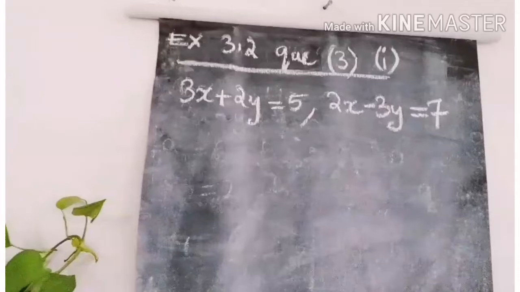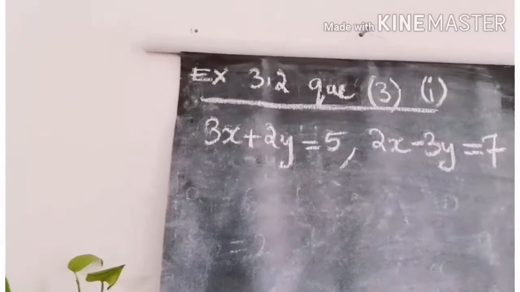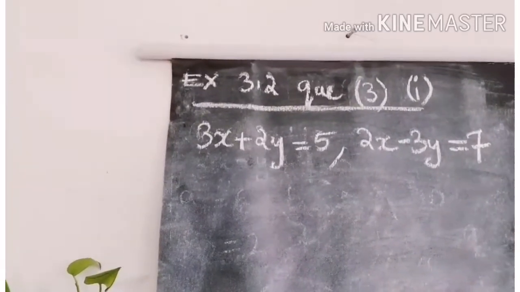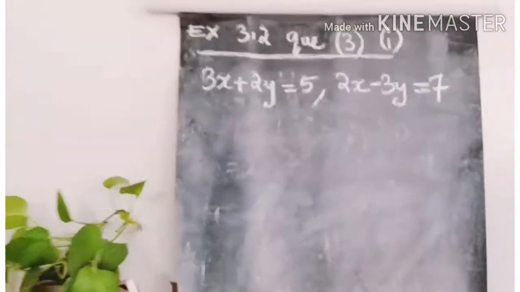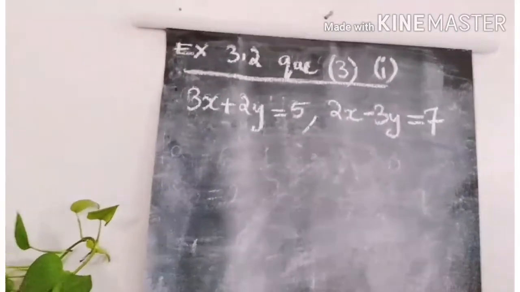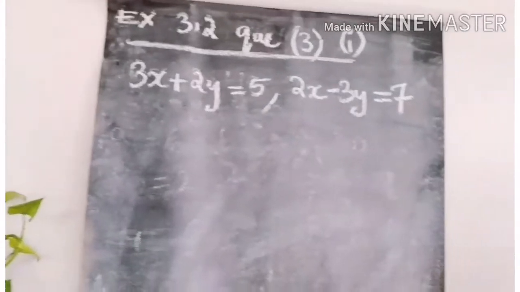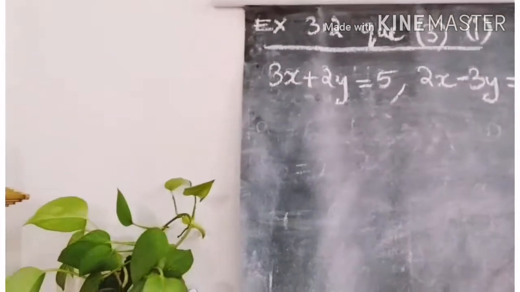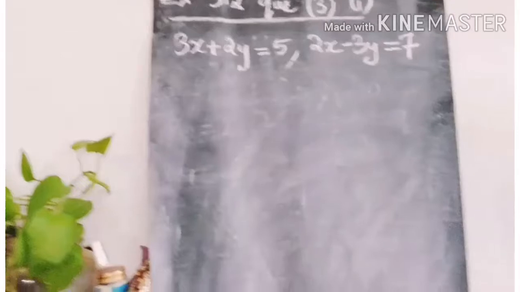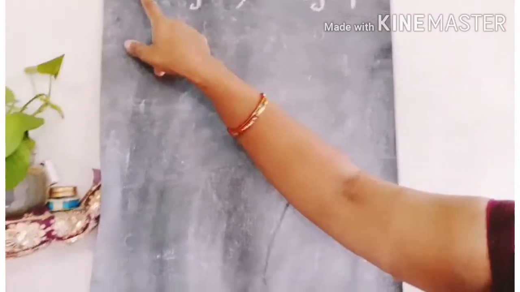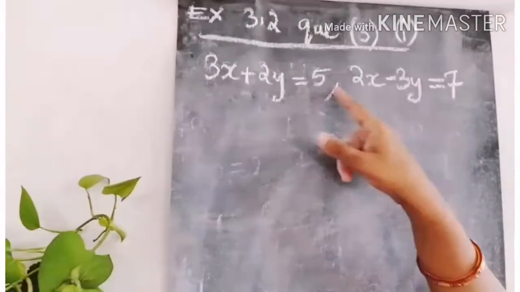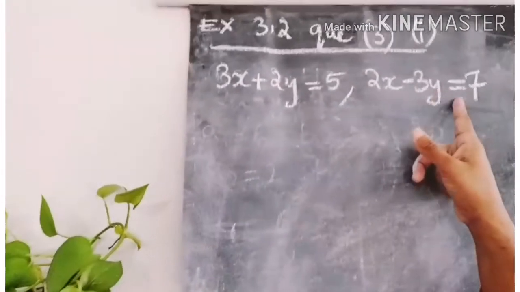Question number 3, first one. I am reading the question. On comparing the ratios A1 by A2, B1 by B2 and C1 by C2, find out whether the following pair of linear equations are consistent or inconsistent. Here I have written the first question: 3x plus 2y equal to 5, and 2x minus 3y equal to 7.